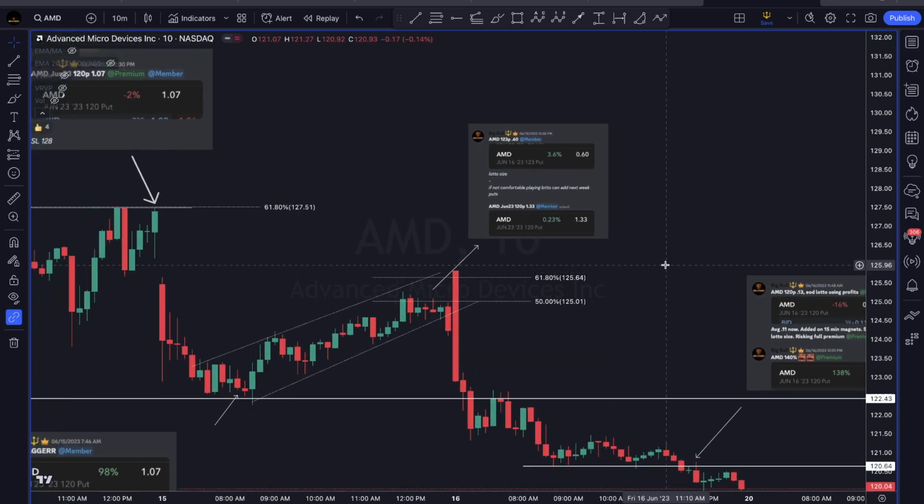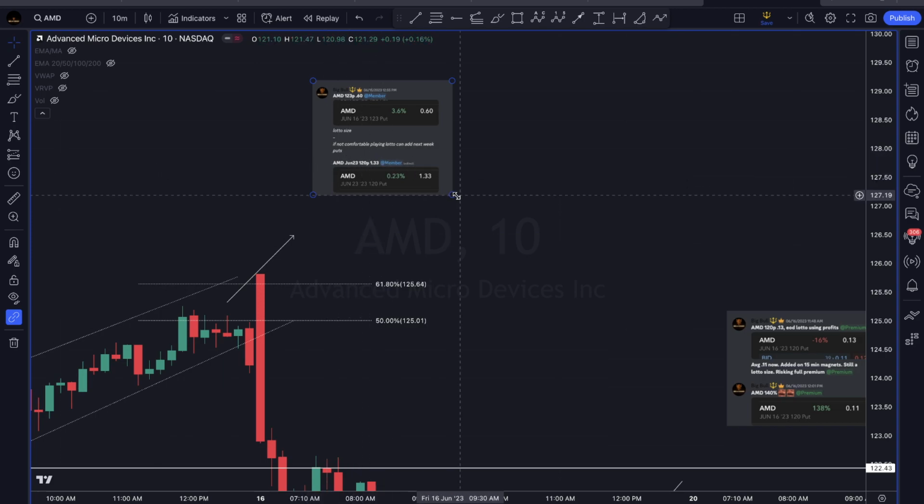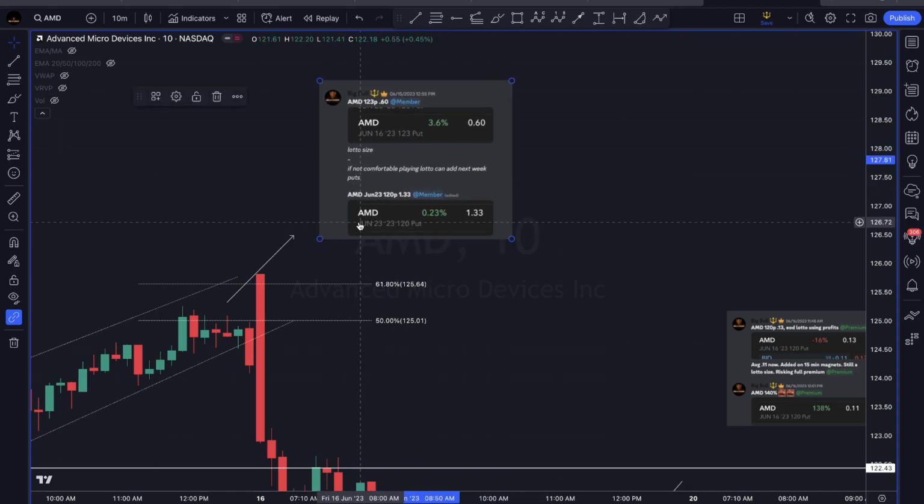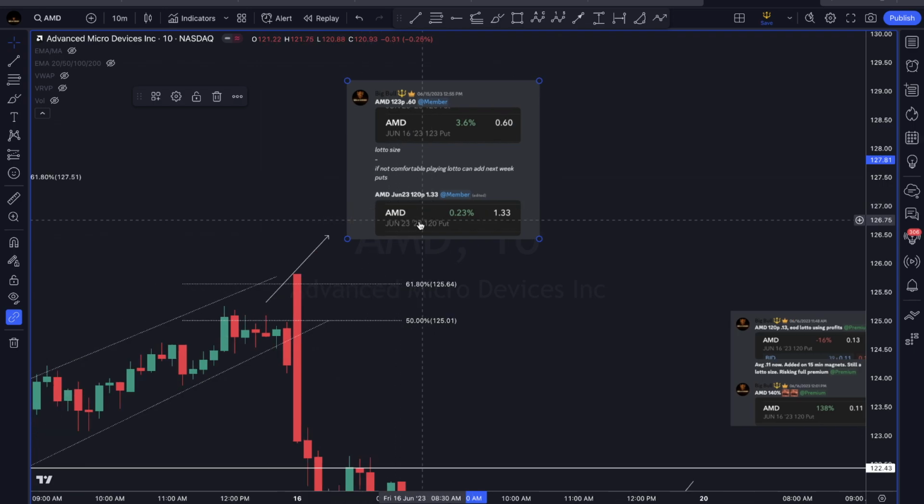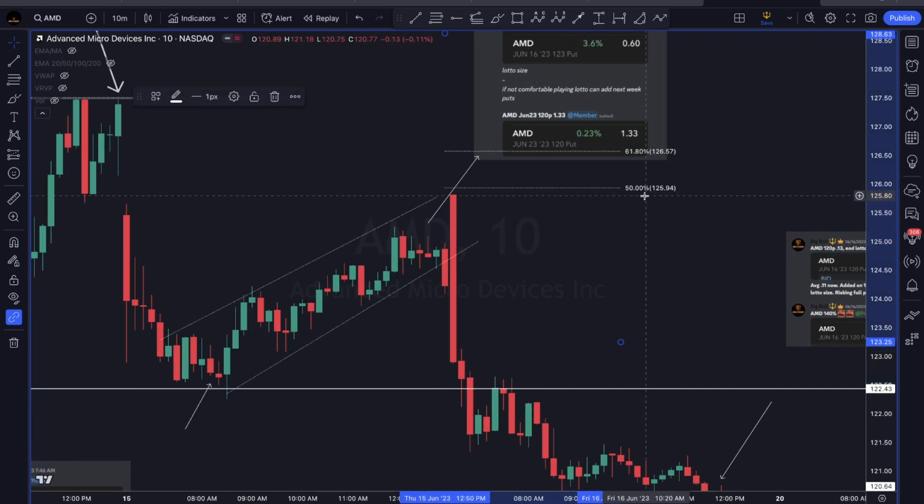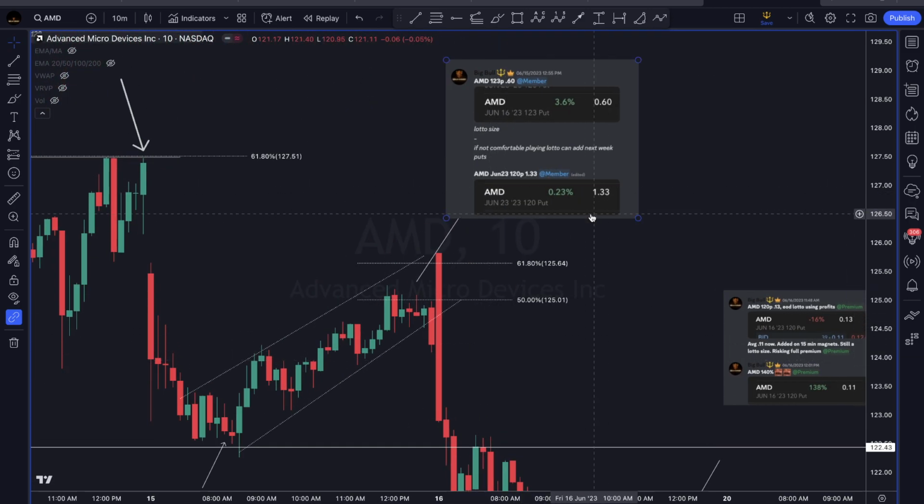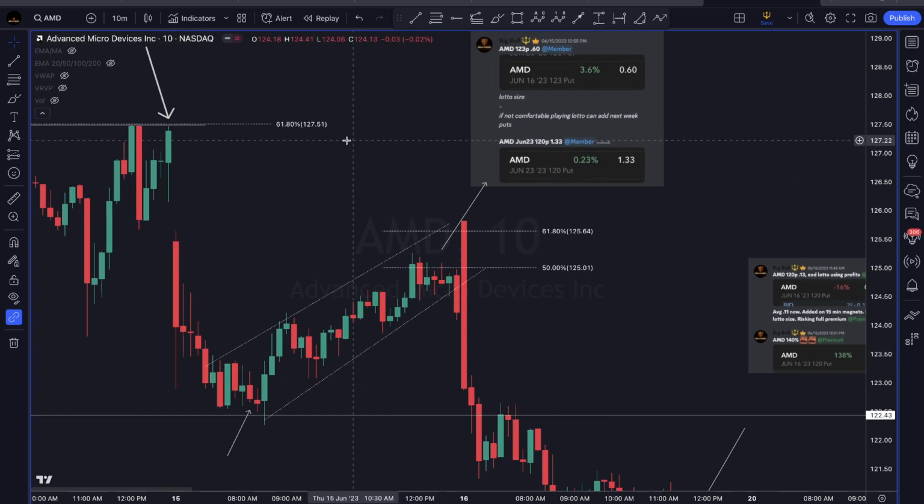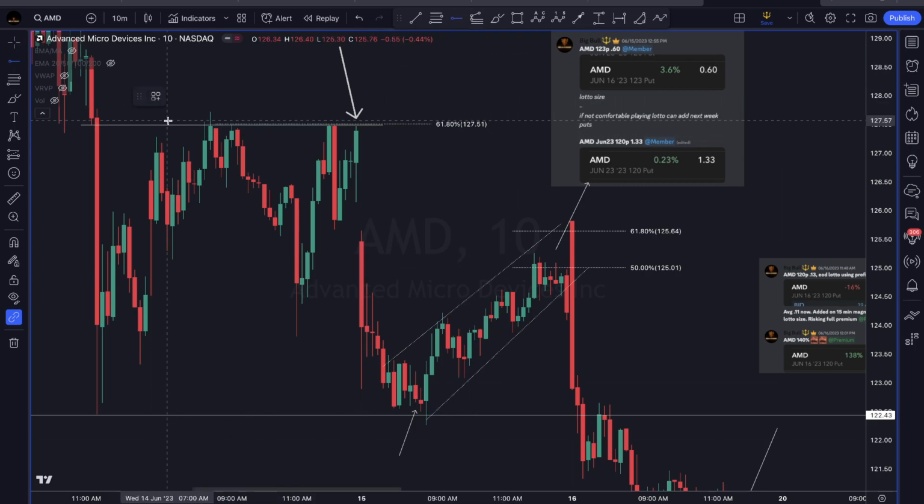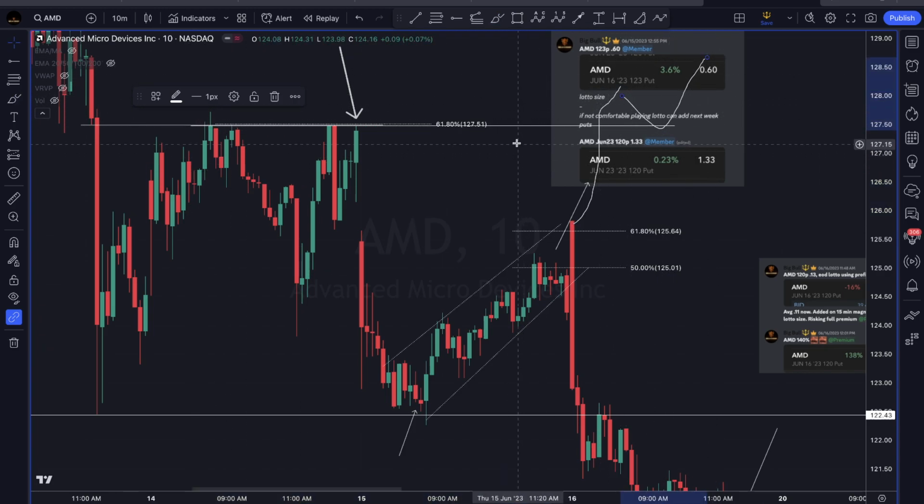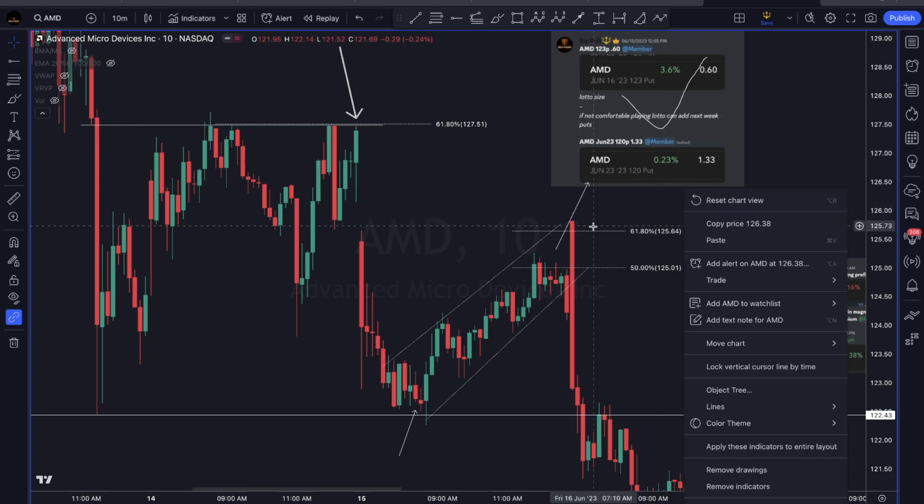So I also alerted that if you guys are not comfortable playing zero dates, you can also add next week puts, which I also alerted at 23rd June 120 puts, the same ones that we closed at around 210. So I added back cheap at 133 with tight stops at the prior highs, 127.50, because that was the prior swing high. If buyers close above this level again, that means bulls are in control and it's going to move higher, but it never closed above. So the puts were good right on the open. They tried to push it a little bit up.